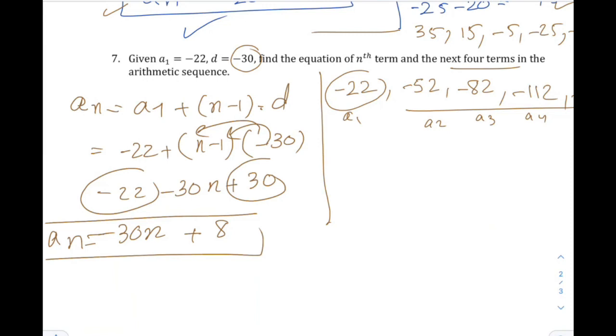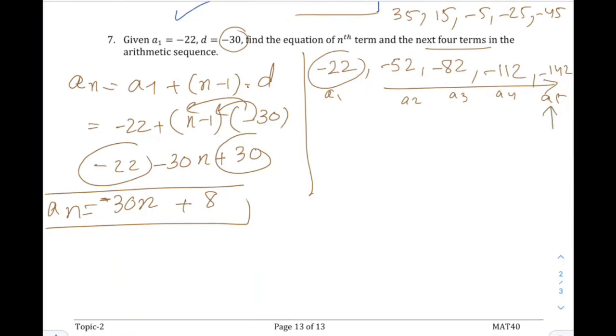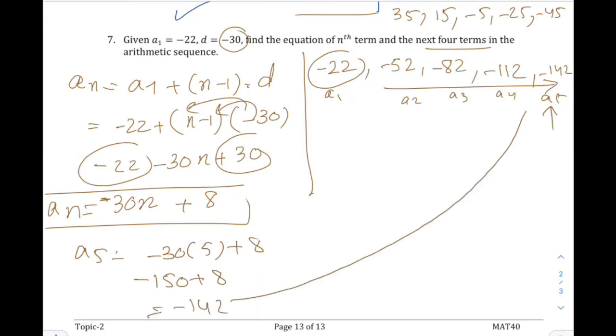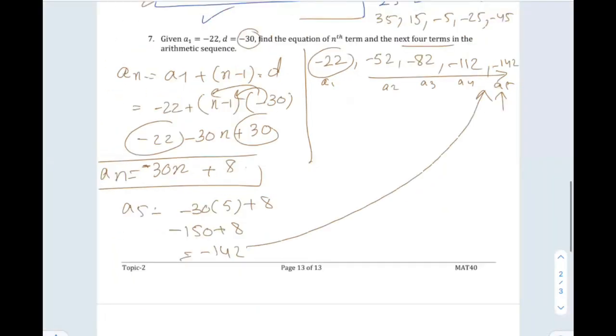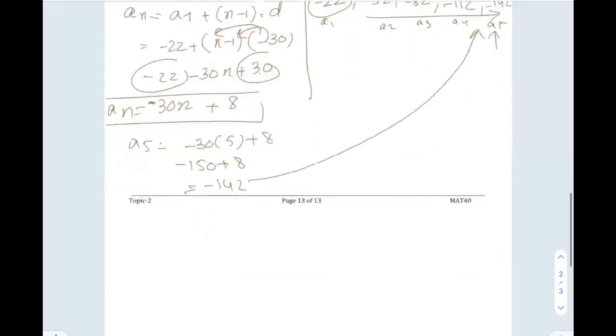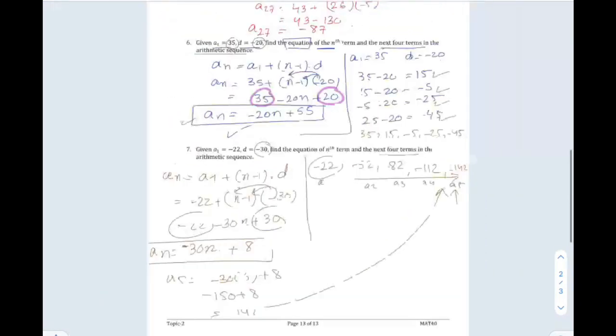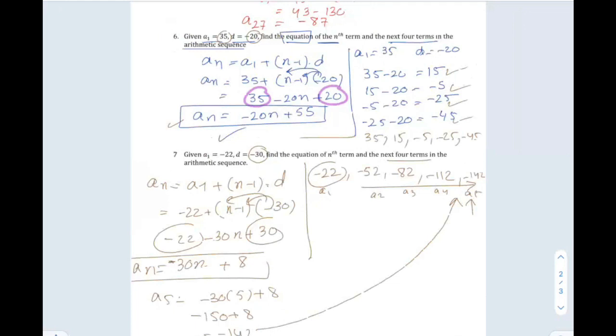Let's try to check, for example a5. a5 is minus 30 times 5 plus 8. So it will be minus 150 plus 8, which is minus 142. Yes, it's the same answer that we got here mentally. You can check term 5, term 6, term whatever. And with that, we have done a quick revision about arithmetic sequences. Thank you.